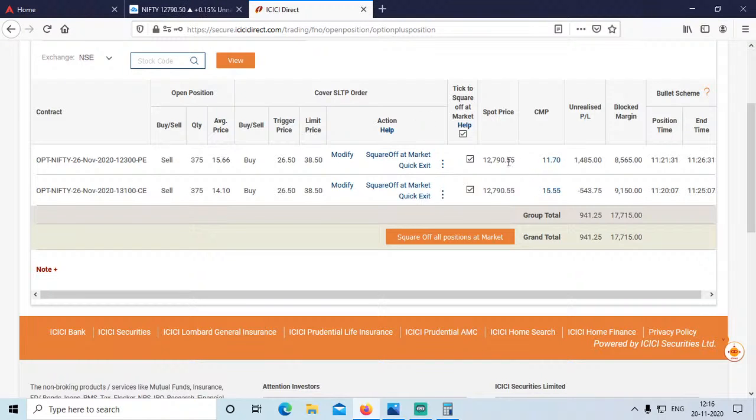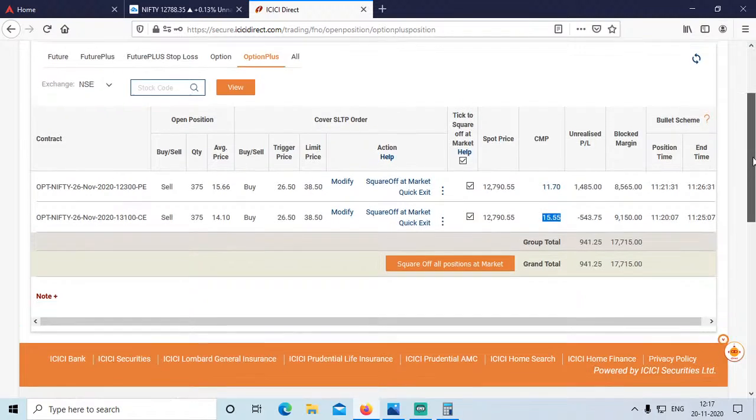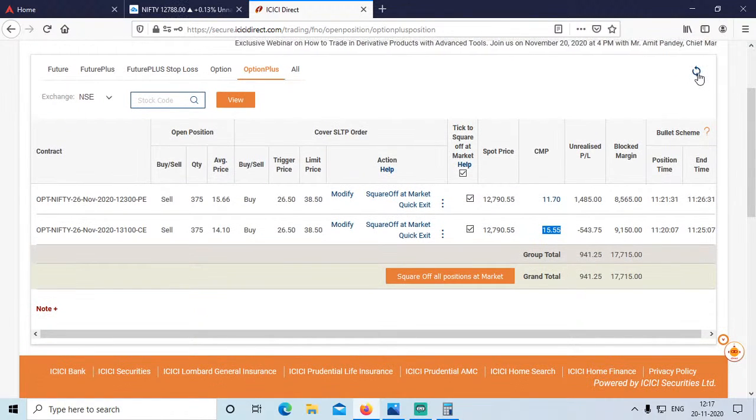Market spot price 12,790 and our current market price, CMP, is this much. I think we forgot to reduce this trigger price, so let us add these two values, 11.77 and 15.55, add these two values and minus 1, that will be our trigger price.